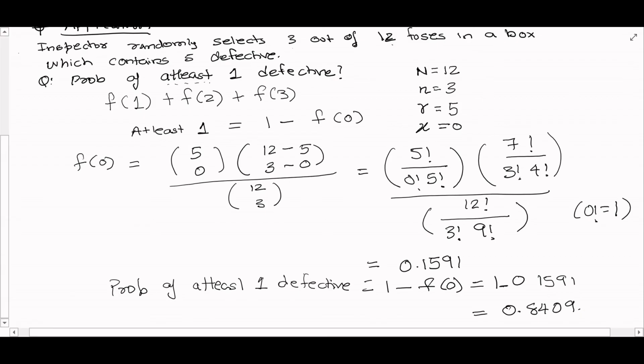So there's an 84% chance that at least one of them will be defective out of the 3 that has been picked up in a box which has 12 fuses and 5 of them are defective.